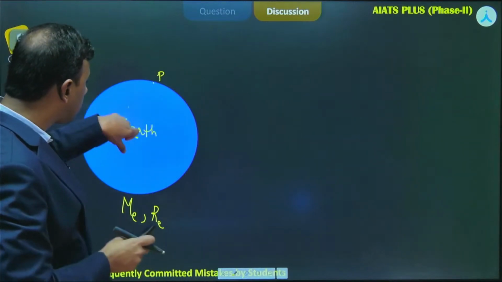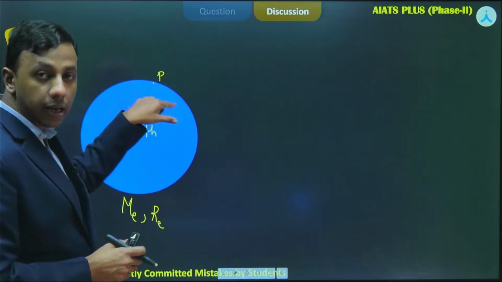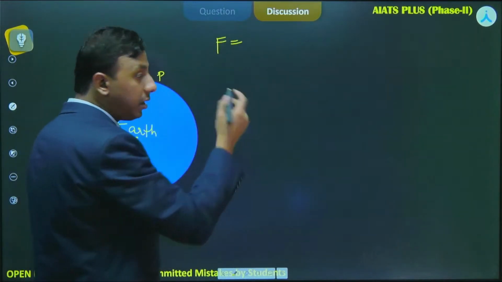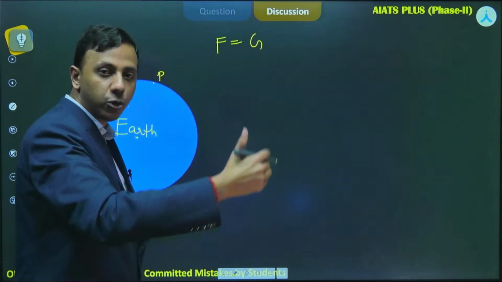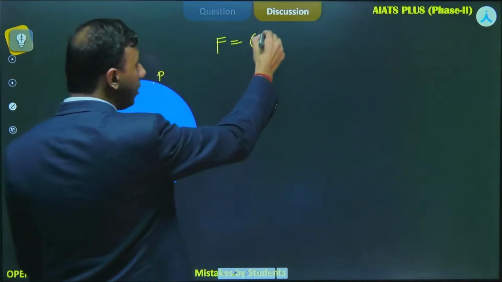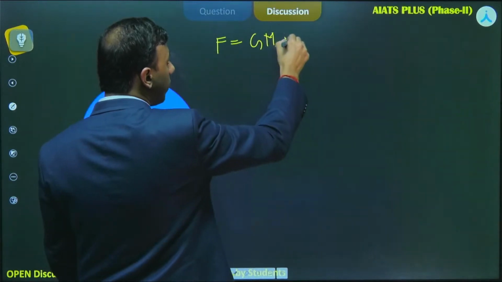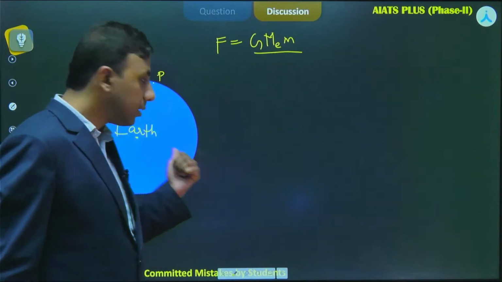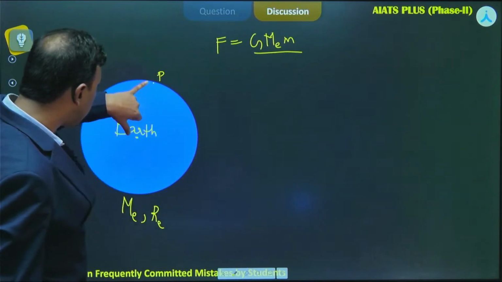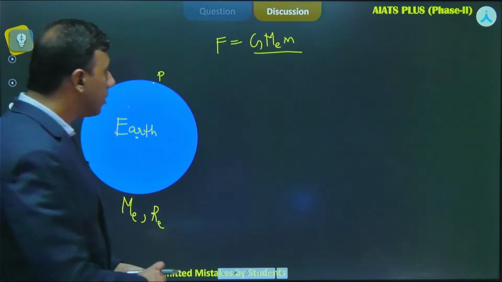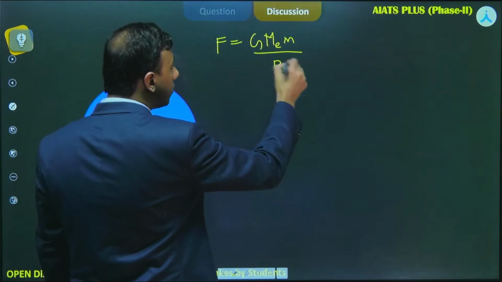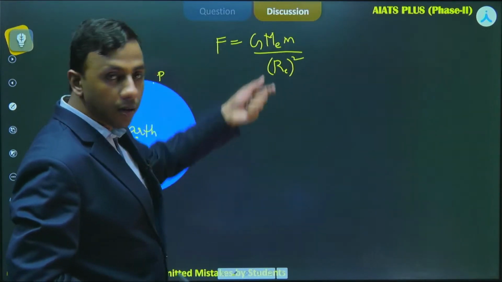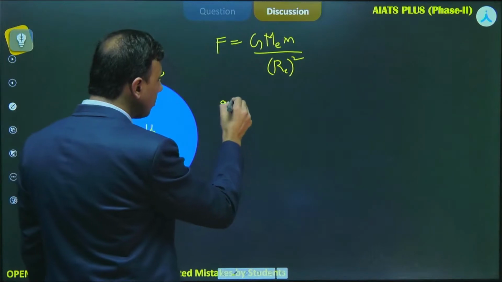So what will be the force of gravitation that the Earth will exert on me? That will be equal to what? G, remember, G m1 m2 by r square. So mass of Earth is Me, my mass is m, upon r square. R is the separation between me and the center of Earth. So how much distance am I from the center? R only. So this becomes Re square, isn't it?